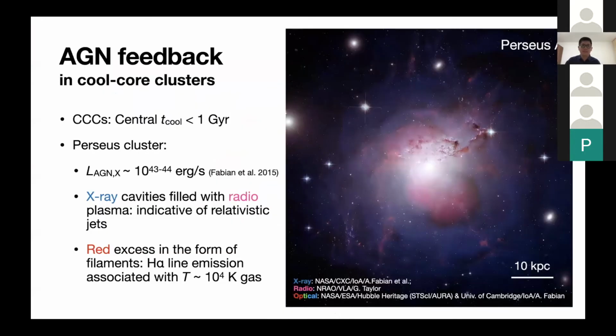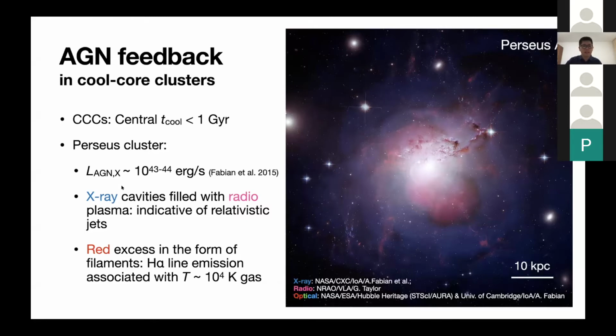When we talk about galaxy clusters, we know the intra-cluster space is filled with X-ray emitting hot plasma, and in particular, in cool core clusters, the central cooling time for this gas is less than 1 billion years. That means the gas has enough time to cool and form cold gas, feed a central black hole, and in turn, the central black hole will release AGN feedback that counters the cooling of the cluster. One poster child, the model system that we have for studying this phenomenon, is the Perseus cluster.